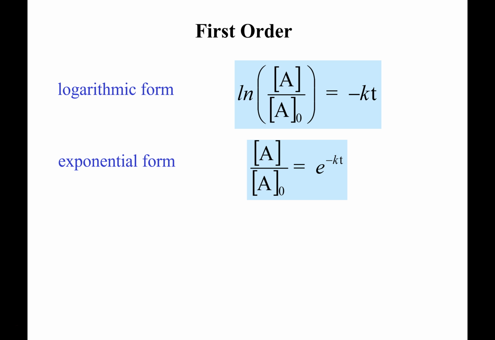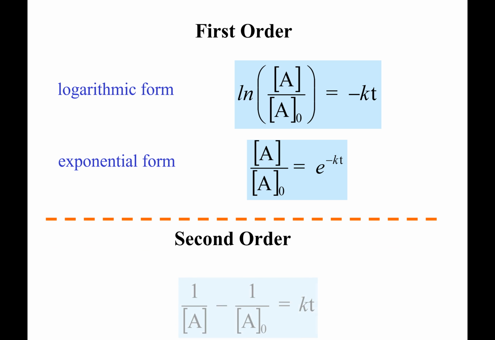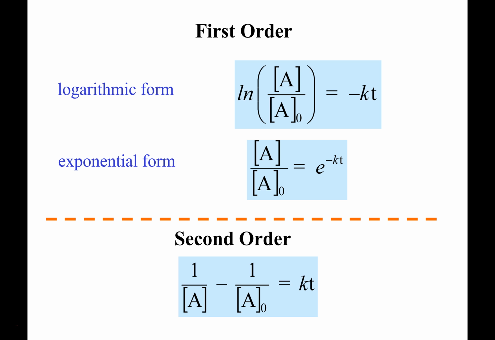The molar concentration of A at a given time t divided by the molar concentration of A initially is equal to e raised to the negative kt. And there's a key on your calculator, I promise you, e raised to the x.